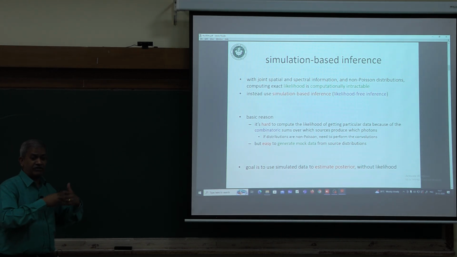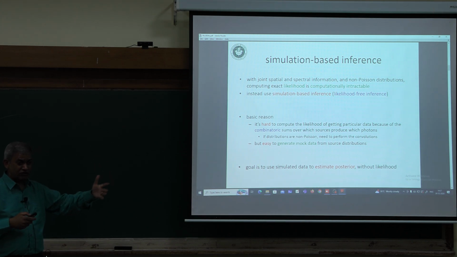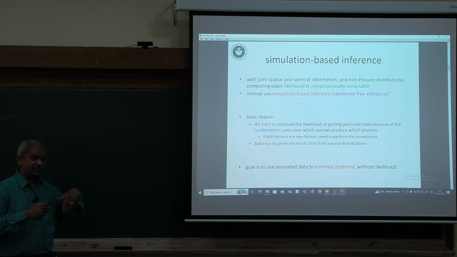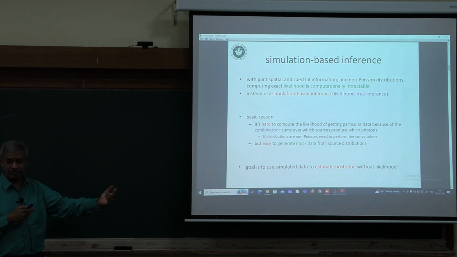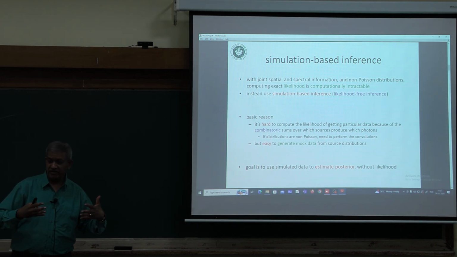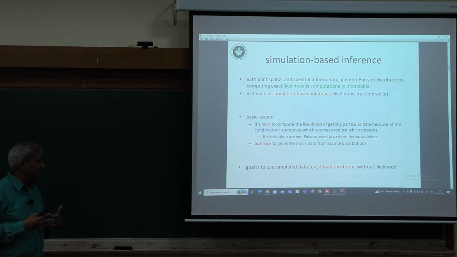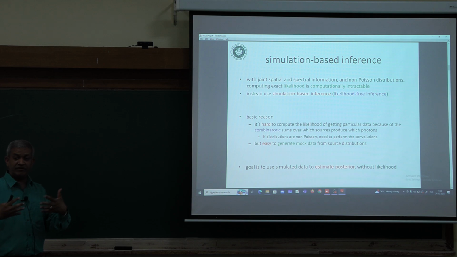All you have to do is say you have some source distributions, just draw your sources from those distributions, generate photons from each of the sources, assign the photons an energy based on that source's spectrum, and you've got your mock data. So generating the mock data is actually pretty easy. So our goal is to use simulated data to estimate the posterior without ever having to compute the likelihood.